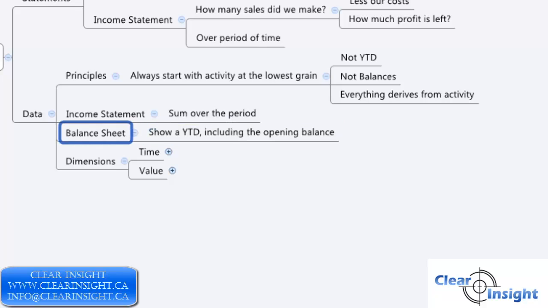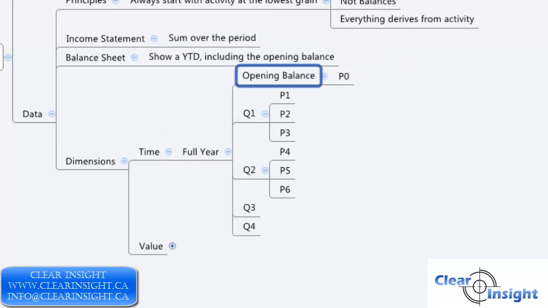I'll illustrate that in a moment, but before we get to that, let's talk about dimensions for a bit. There are two dimensions in particular that support a good analysis of this. If we look at the time dimension, think of time as a full year that breaks out into different quarters. And we also have an opening balance.